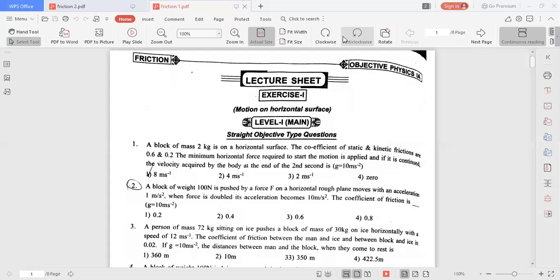Two blocks of masses 3 kg and 2 kg are placed beside each other in contact with each other on a rough horizontal surface. So on the rough horizontal surface, two blocks are kept in contact like this, having masses m1 equal to 3 kg and m2 equal to 2 kg. A horizontal force is applied on the 3 kg block.